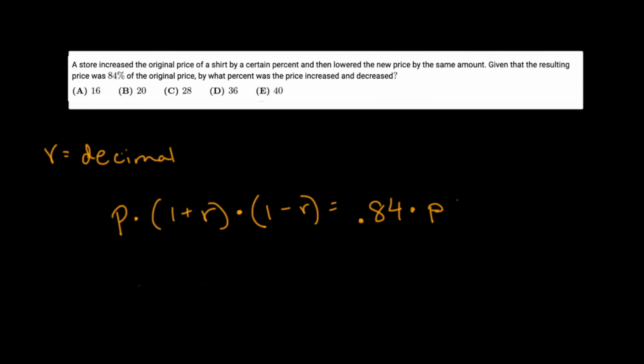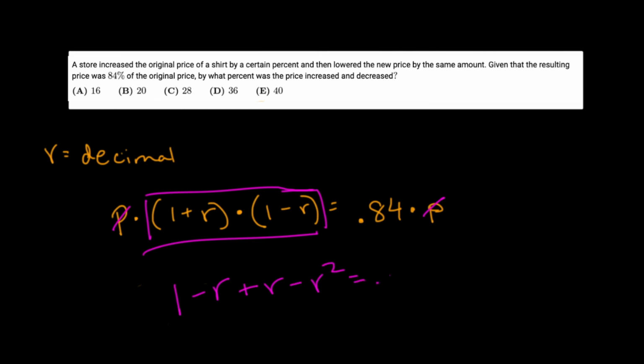But here we have P on both sides. We have this variable on both sides, so we can easily cancel it out on both sides to make it a little easier. And so now we have one variable, one equation, and we can solve it. So when we distribute this out, or when we expand this, when we multiply this, what we get is 1 minus R plus R minus R squared is equal to 0.84.